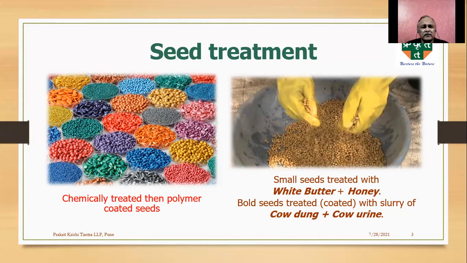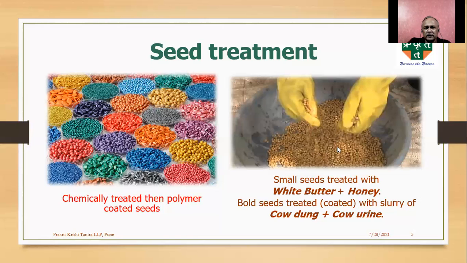These colorful seeds are coated with a color polymer, and along with that polymer, insecticides and fungicides are mixed. This coating is done to protect the seed initially when it is in storage, or till the time it is sown in the soil, and also after sowing, from any initial infection. So that coating of chemical treatment, the different insecticides and fungicides, protects it.